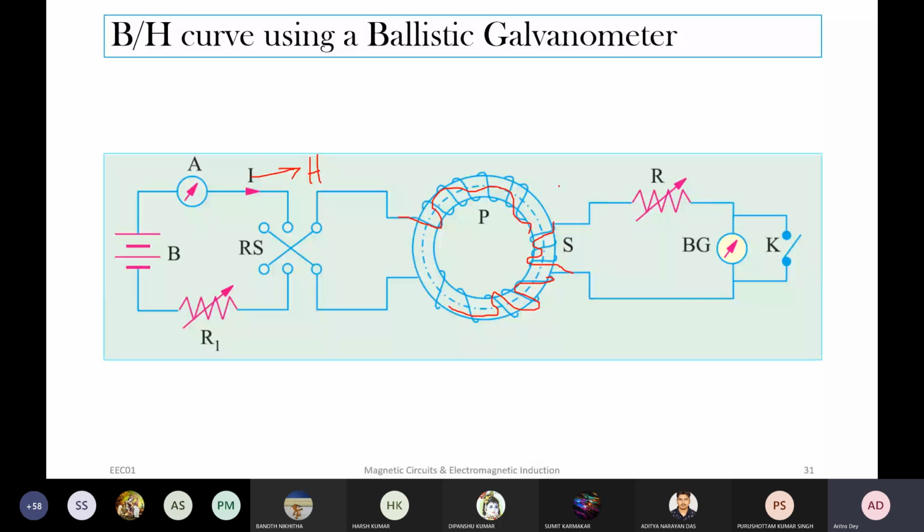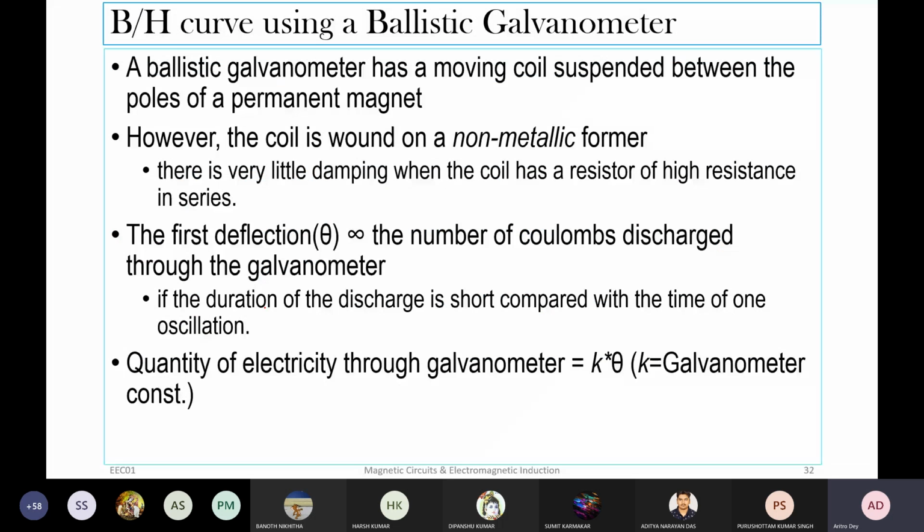The first deflection theta is proportional to the number of coulombs discharged through the galvanometer. When we discharge it, that charge is proportional to the deflection theta. And if the duration of the discharge is short compared to the time of one oscillation, then this holds. So the quantity of electricity through the galvanometer is equal to K into theta. That is the main take home idea. K is the galvanometer constant, and K theta is equal to the total charge. That means the current through it into time, where time is the time for reversal, that is, how fast you do the reversal.